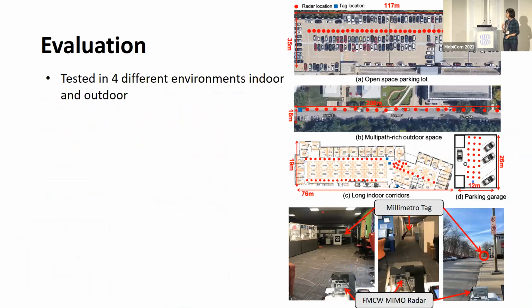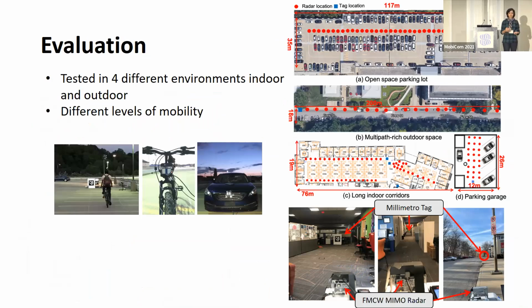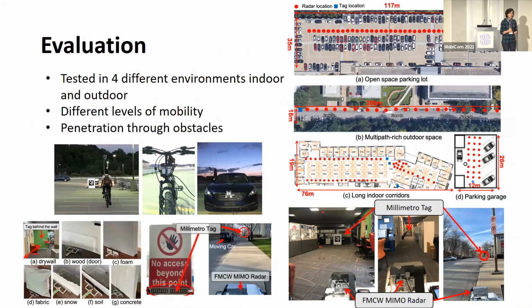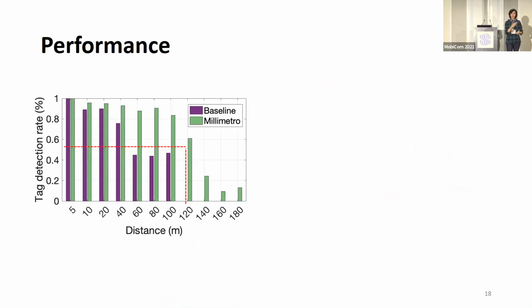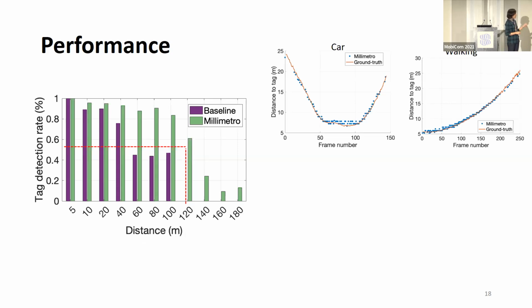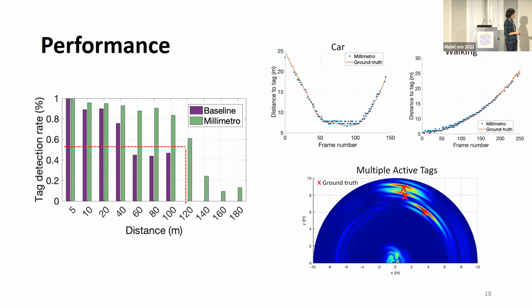So we evaluated this system across different environments, both indoor and outdoor. We also tested it for different mobility cases, where we walk with the radar or have it on a bike or car. We also tested it in different non-line-of-sight situations, because especially outdoors, it very much happens that you have some obstacles between the reader and the tag. We see that across all these experiments, we get about 15 centimeter localization accuracy. And then we can detect these tags easily up to 100 meters, and then it slowly degrades as we go further from the radar.